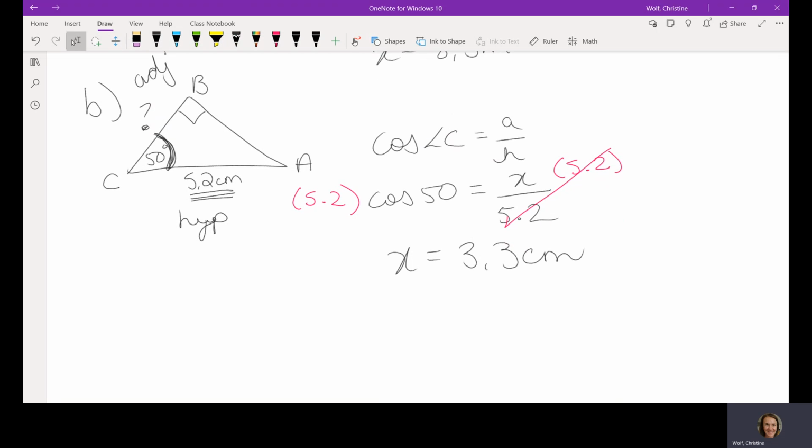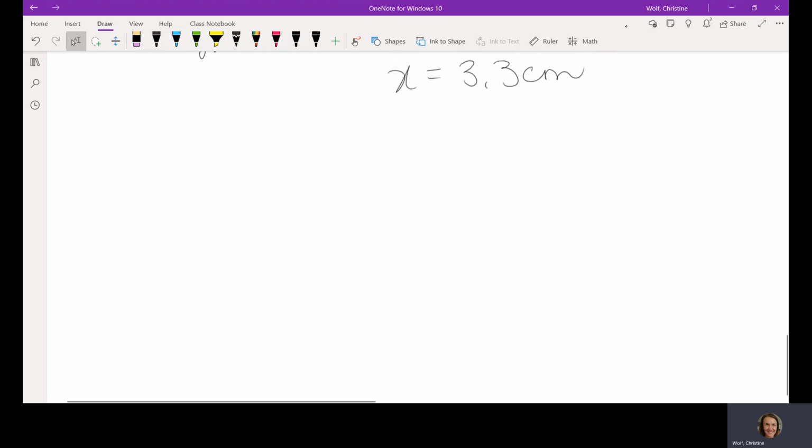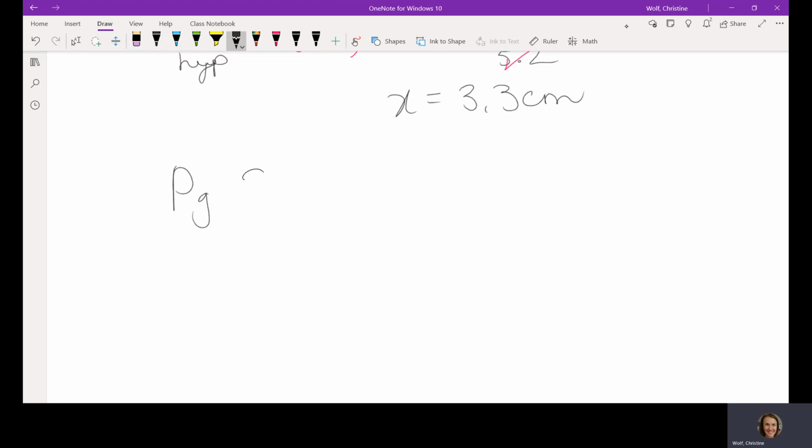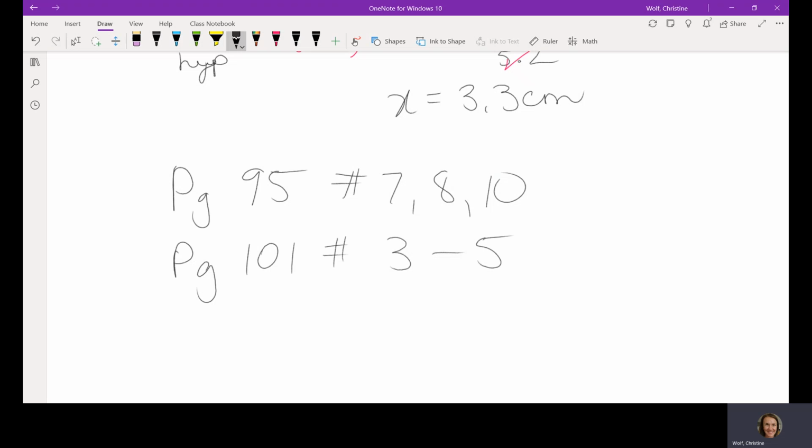All right. So that's how we use sine and cos. It's just using two different sides. Okay, so SOHCAHTOA. They're all just using the same three sides, but in different ways. Your practice questions for this are page 95, number 7, 8, and 10, and page 101, number 3, 4, 5.